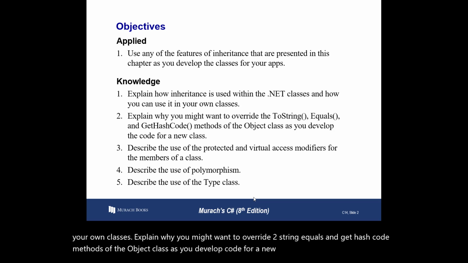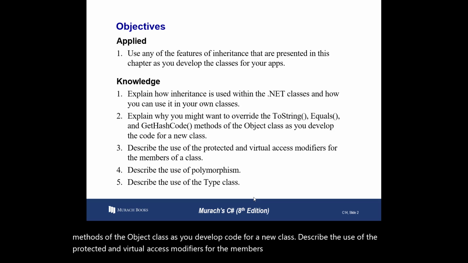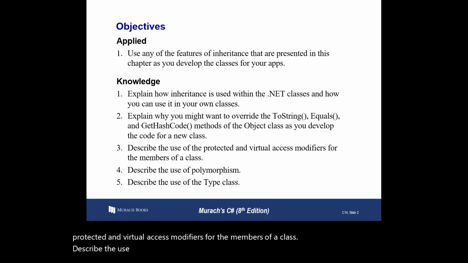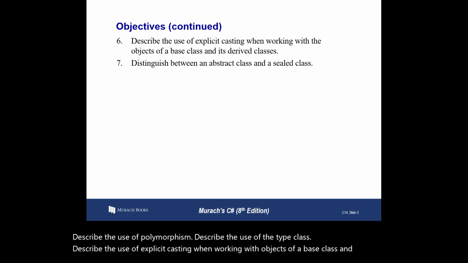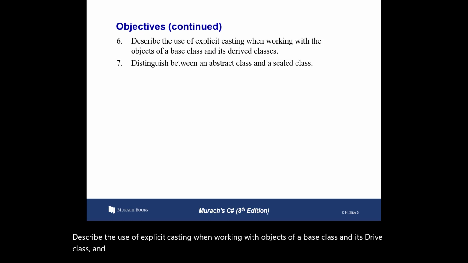Describe the use of the protected and virtual access modifiers for the members of a class. Describe the use of polymorphism. Describe the use of the type class. Describe the use of explicit casting when working with objects of a base class and its derived class, and distinguish between an abstract class and a sealed class. All right.